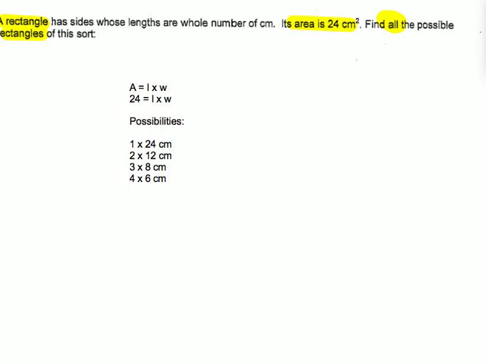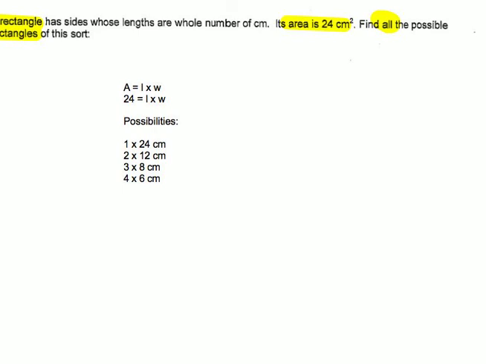A rectangle has sides whose lengths are whole numbers. Its area is 24 meters squared. Find all the possible rectangles of this sort.